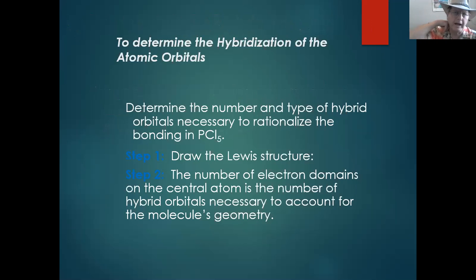All right, to determine the hybridization, this is easy, guys. These are probably going to be the easiest questions you have. All you're going to do is draw the Lewis structure, count the electron domains. That's the number of hybrid orbitals necessary to account for that molecule's geometry. So if I have three electron clouds around the center atom, that means I have SP2 hybridization. There are three of those hybrid orbitals.